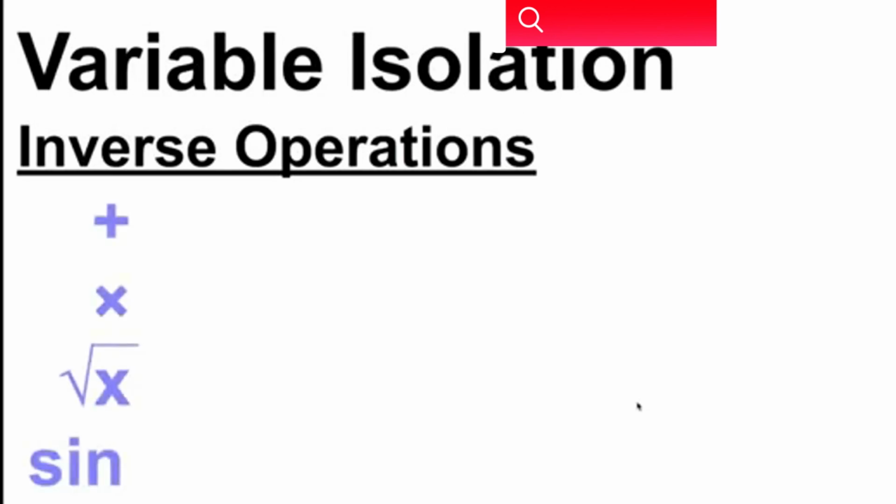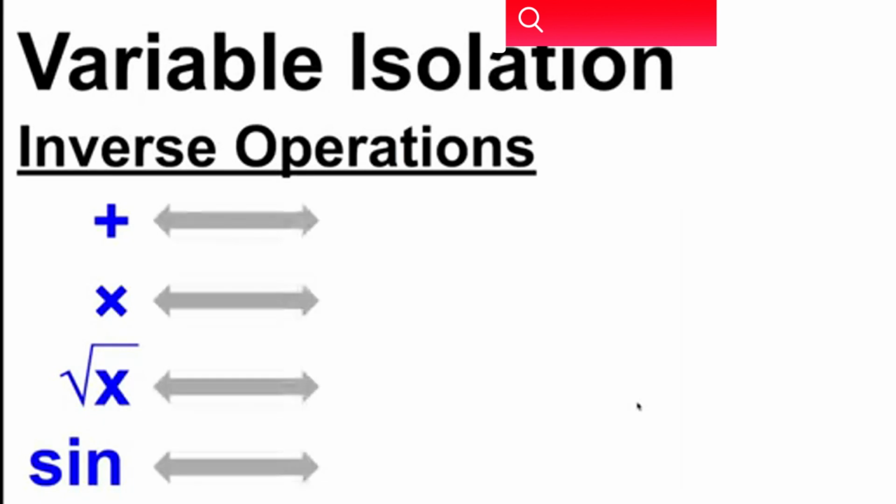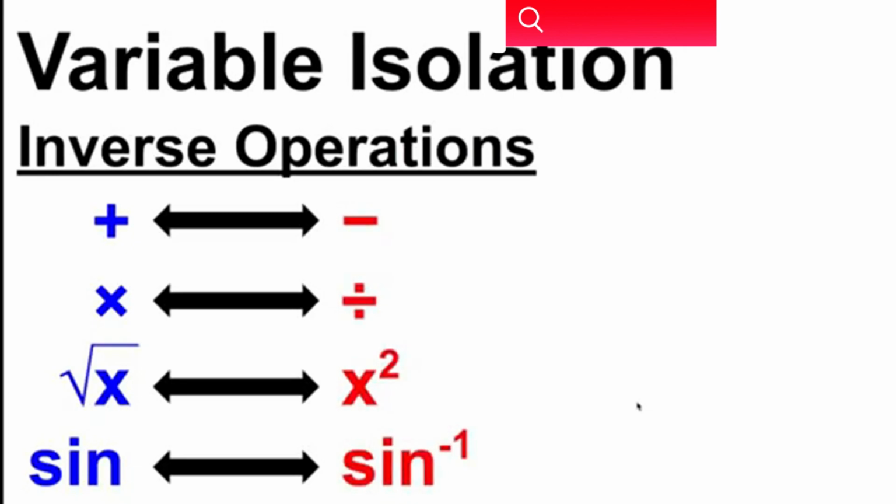Okay, so for example, we have our basic operators here. We have plus, we have times, we have square roots, we have even a trigonometric function thrown in there. All of these have an opposite or an inverse operation. And in this case, for example, we see that plus is the opposite of minus, times divide, square root squaring, sine, and that is of course arc sine or inverse sine.